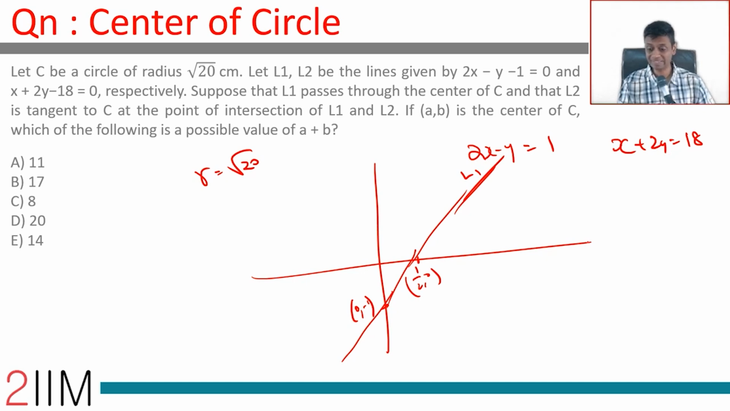When y is 0, x is 18, so the point 18 comma 0. When x is 0, y is 9, so 0 comma 9. It's a line like this.